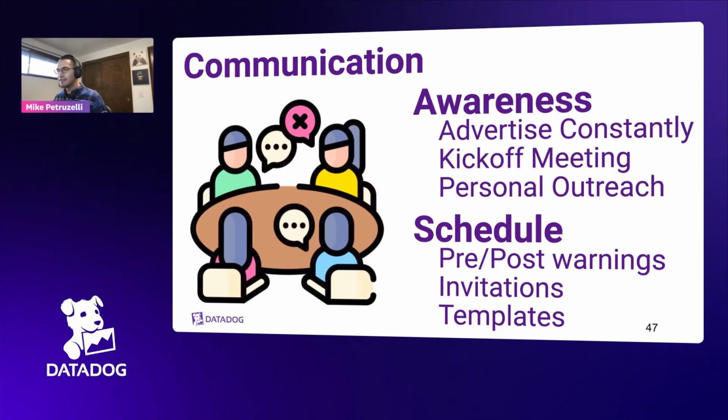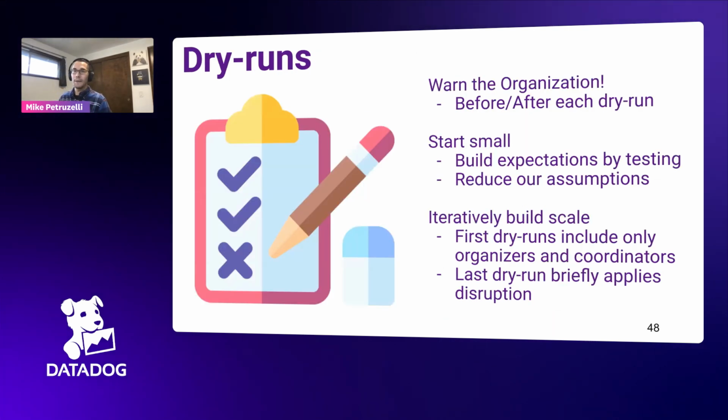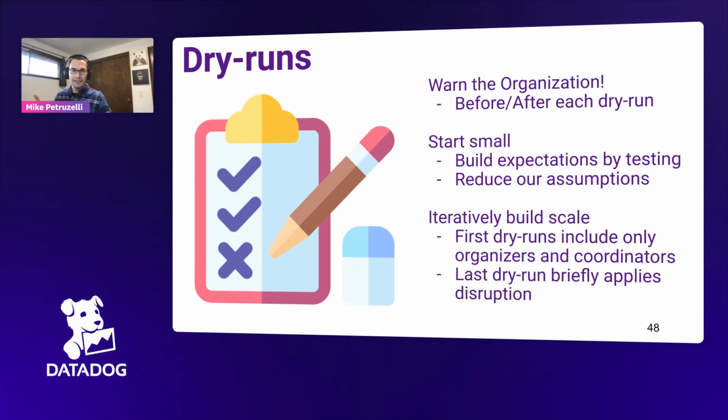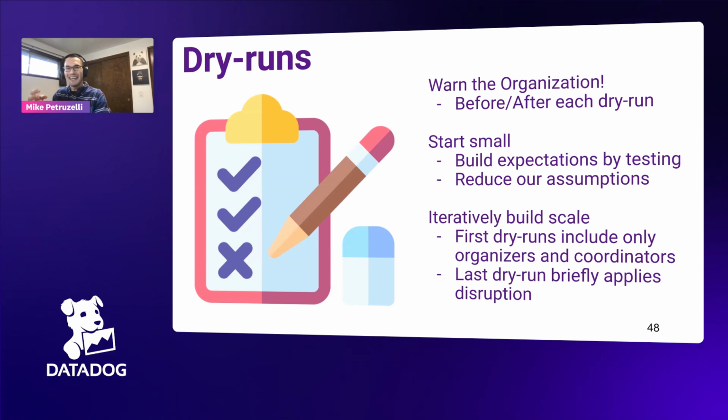I mentioned dry runs. So dry runs are super important. Most importantly, warn the organization before you do them, because the idea of a dry run is you're doing small scale iterative development, sort of staging the game day up to your production release of the game day type of thing. It helps us reduce our assumptions and turn those assumptions into expectations.